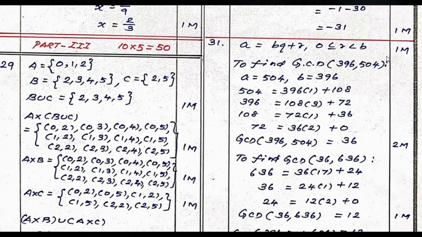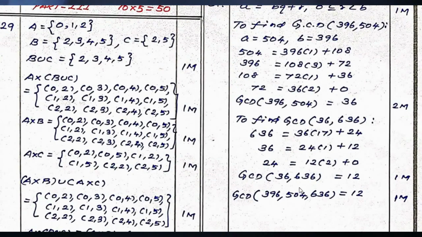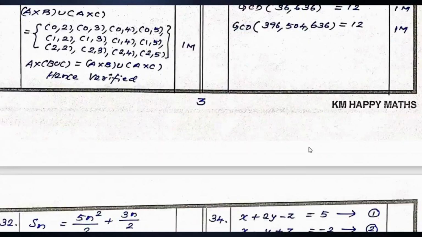For this stage, Euclid's division algorithm, 1 mark. And find the GCD of 396 and 504, which is equal to 36, for this stage 2 marks. Then find the GCD of 36 and 636, which is equal to 12, for this stage 1 mark. And the GCD of all three, the answer is 12. This is just 1 mark.